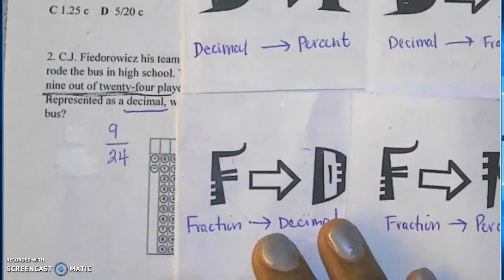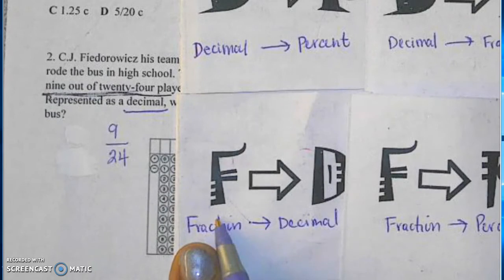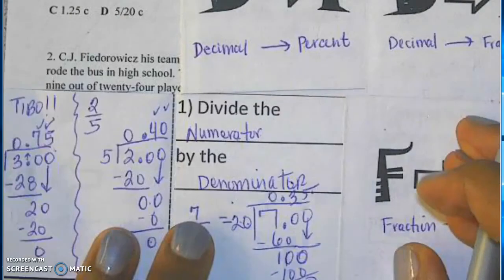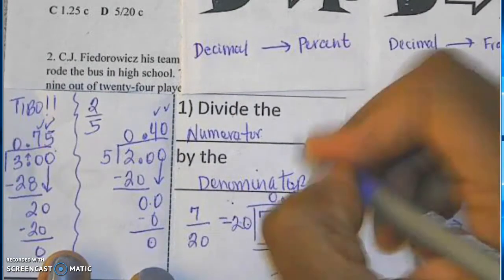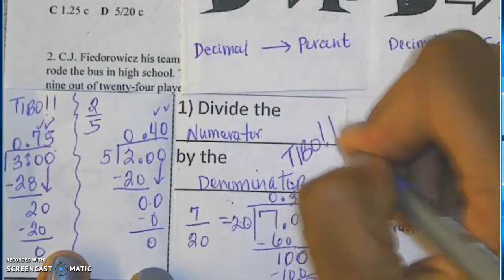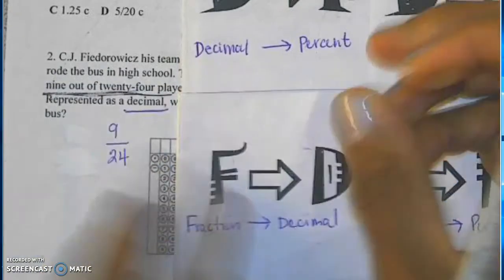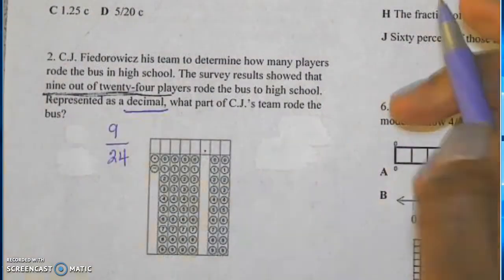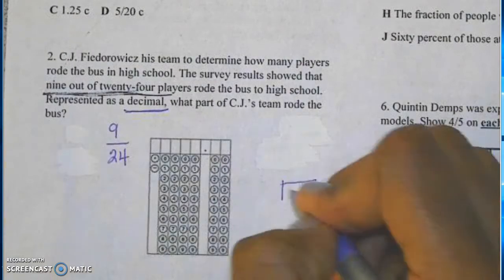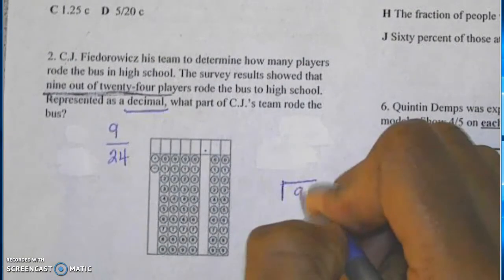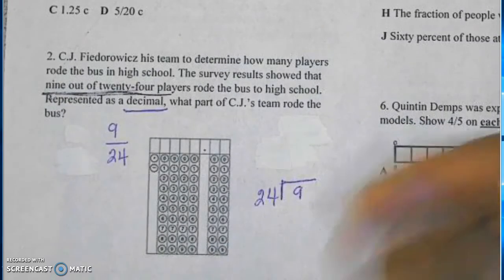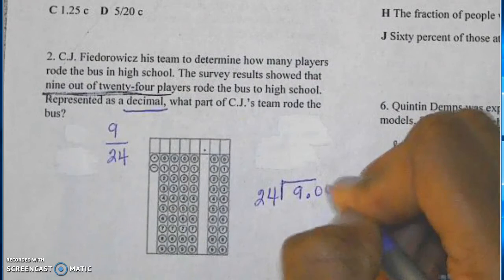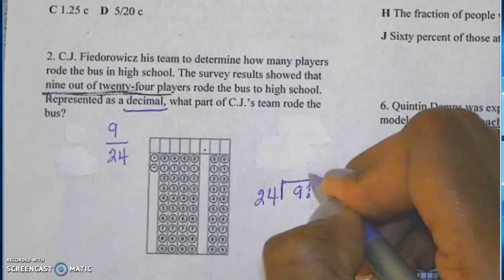So I'm going to pull out my foldable and I'm going to say, how do I go from a fraction to a decimal? According to my foldable, it says divide the numerator by the denominator. Again, this is what we call Tybo. So I'm going to use Tybo, top in, bottom out. So my top number, saying it backwards, is 9. My bottom number is 24. I know that 24 cannot go into 9. I'm going to add a decimal and 2 zeros and bring my decimal point up.